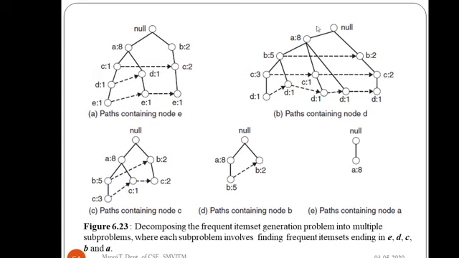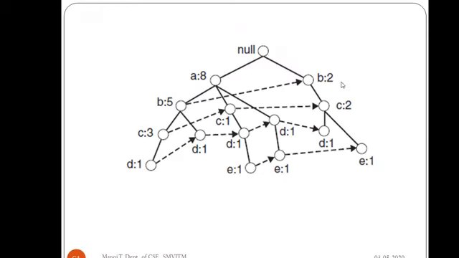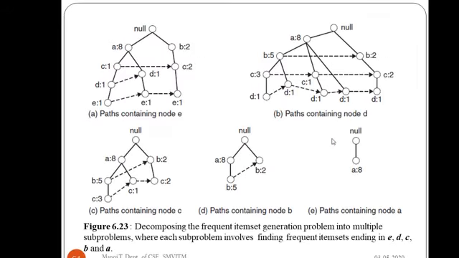In a similar way, you can get the paths containing node D. How do you do that? Again, start from the root node, get all the paths that end with the node D, and write it like this. So that gives the paths containing node D. Similarly, you do for C, B and A. This shows how you can decompose the FP tree into multiple subproblems, where each subproblem involves finding frequent item sets ending in E, D, C, B and A.